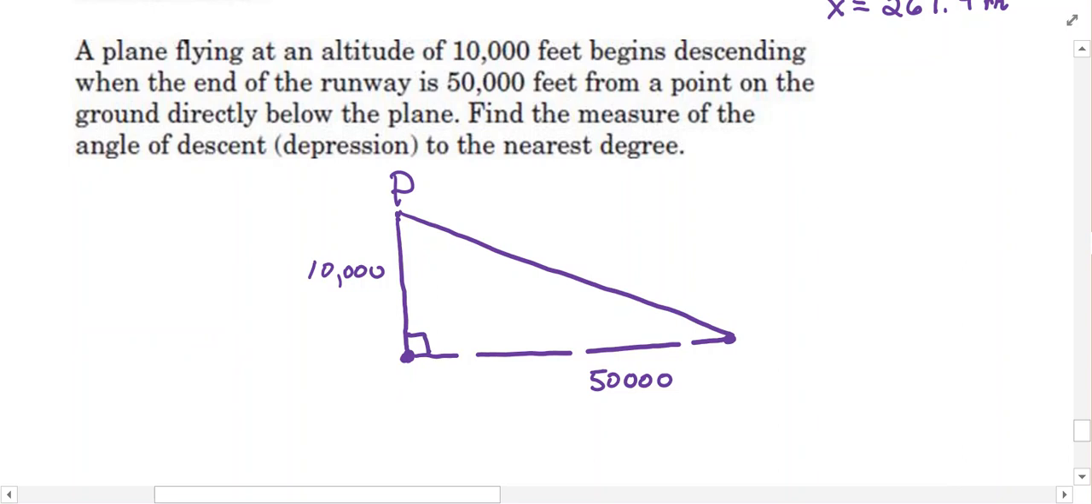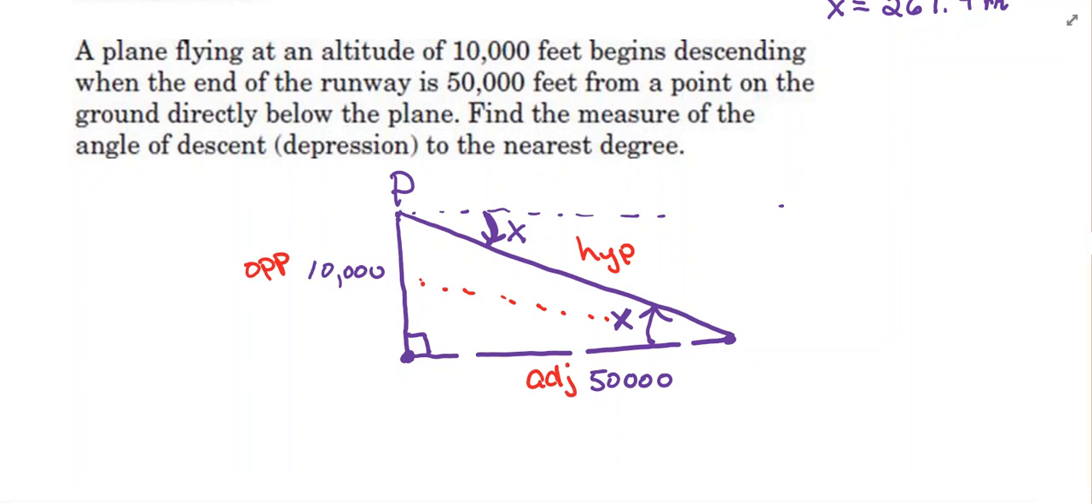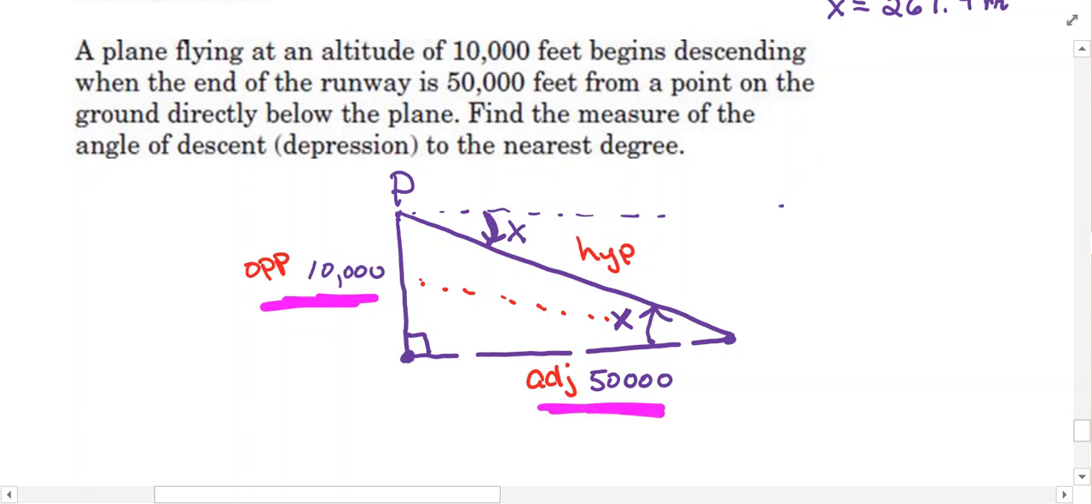Find the measure of the angle of descent. So this is the angle of depression right here. I'm going to call it x, but it's also the same as the angle of elevation, so I'll call that x there. Labeling my triangle, I have hypotenuse. This is the opposite, and this is the adjacent. I know the opposite, and I know the adjacent, so I'll be using tangent.